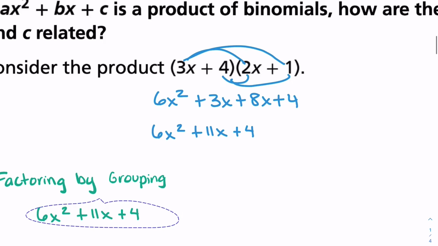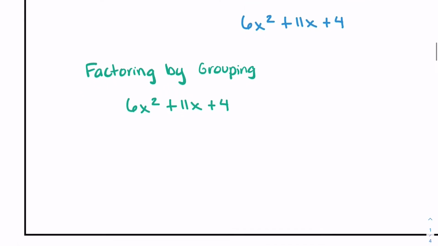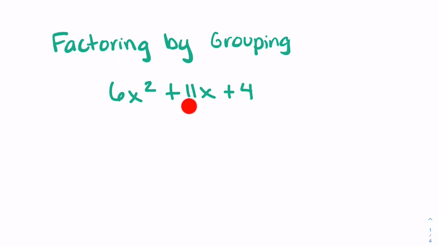Imagine that we didn't already know that 3x plus 4 times 2x plus 1, both of those binomials, would actually result in this. Well, the way that factoring by grouping works is we need to split up the 11x so we can then factor out of it.